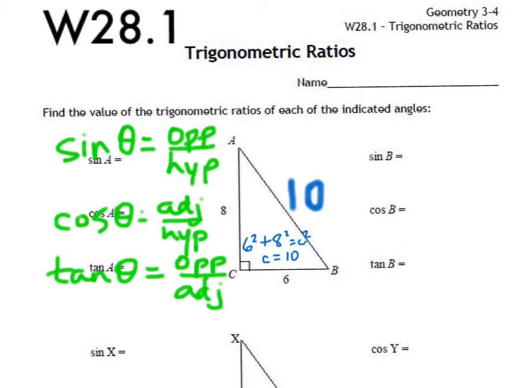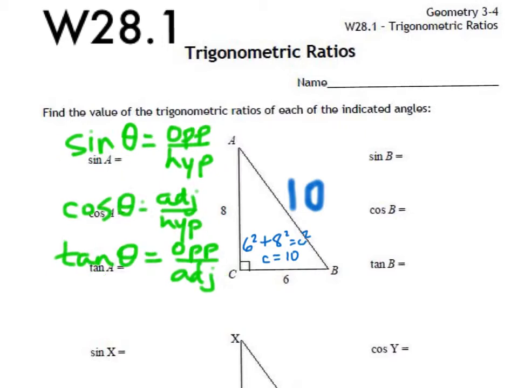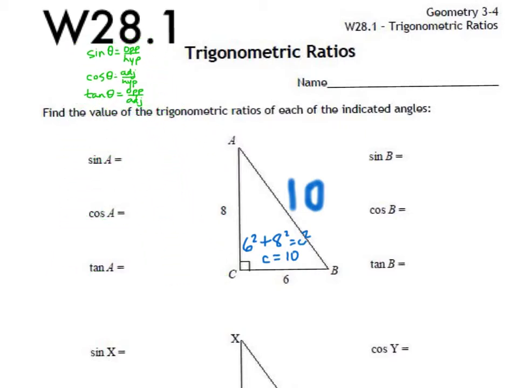Remember, when we do these trig ratios, we need to have a reference angle with them. So if we have the sine of a reference angle, that's going to equal the opposite leg over the hypotenuse. The cosine of a reference angle is adjacent leg over the hypotenuse, and the tangent of the reference angle is the opposite leg over the adjacent leg. So I'll put these formulas up here so we have reference to them later.